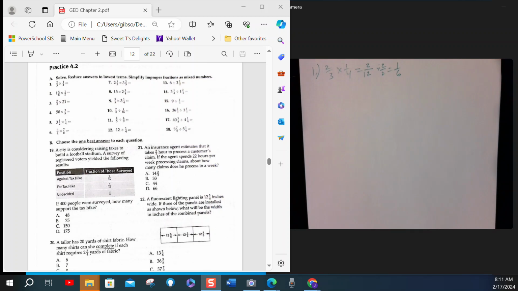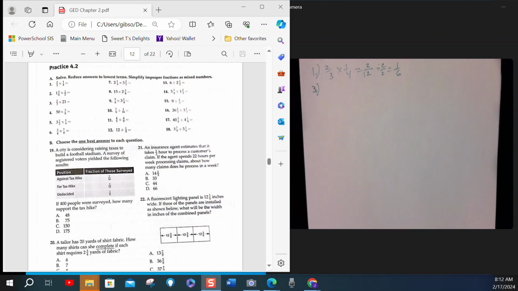Now remember, from when we first learned about fractions, from now on, we always simplify if we can. The only time we don't simplify is when the directions ask us not to. So it's assumed to simplify every time. Okay, next, we're going to do problem number 3.